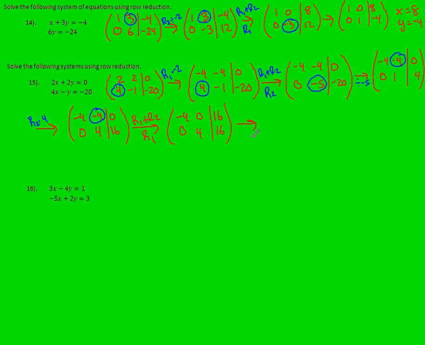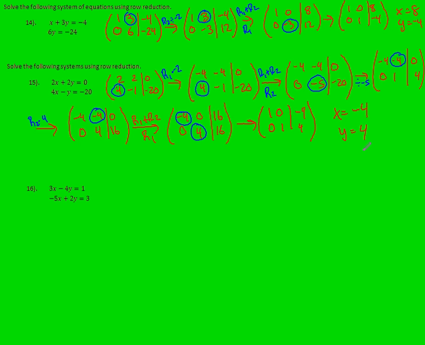Alright, the last step is just to divide each row to make those pivot positions, those diagonals, into a 1. So I'm going to divide the top row by negative 4, bottom row by positive 4. So I should get 1, 0, negative 4 up top, 0, 1, positive 4 on the bottom. So x should equal negative 4, y should equal positive 4.